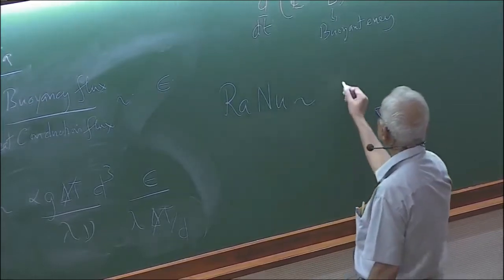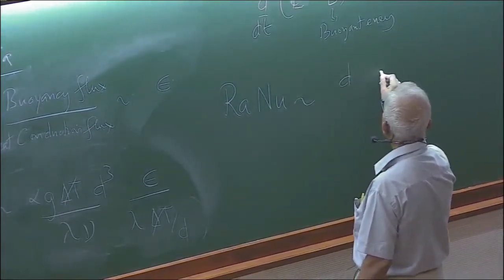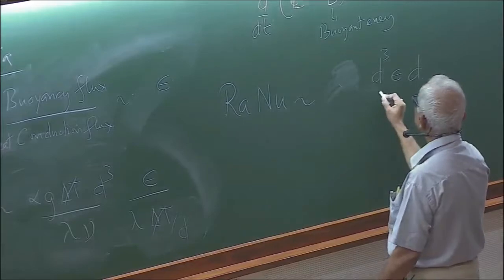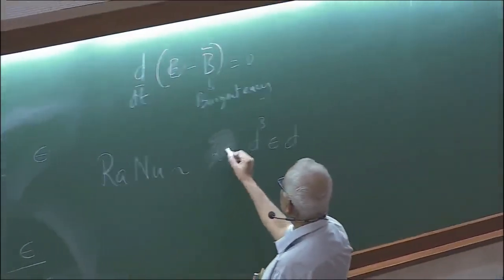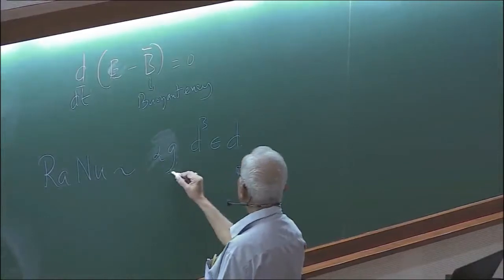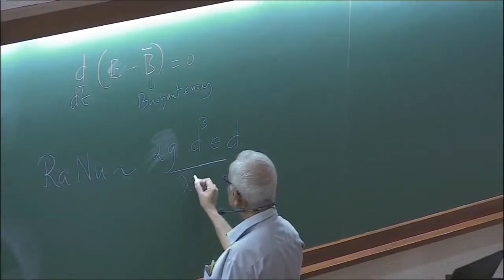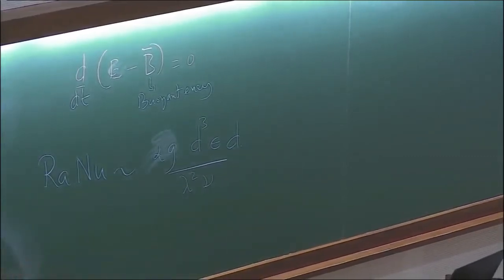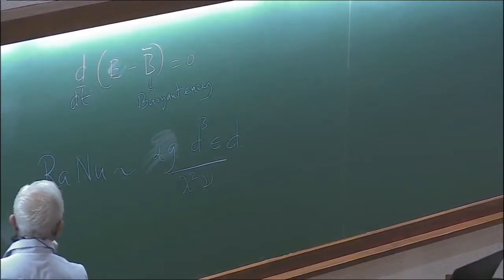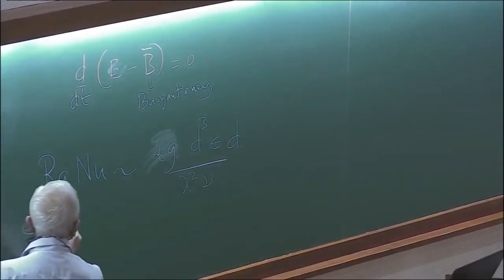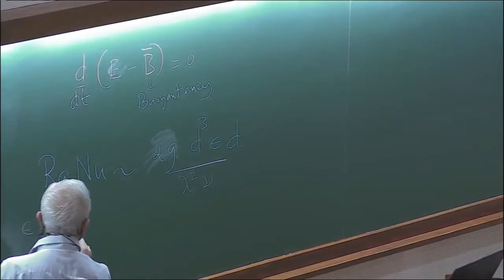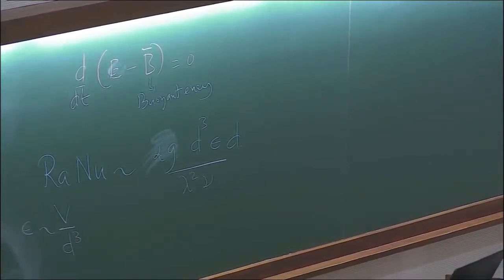It is d, there is a t cubed, epsilon, and there is a d, and there is an alpha g, which is, as I said, I'm not particularly worried about, and there is lambda square nu. All right? So now, recall that epsilon, the rate of energy, is like some velocity v divided by d cubed. So that was the whole business.